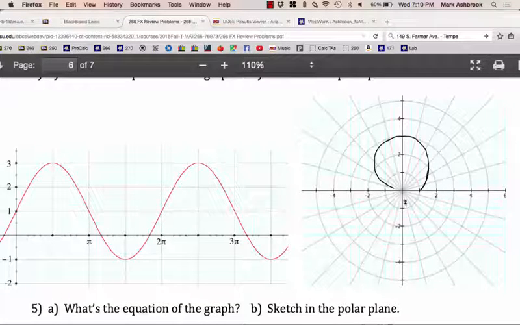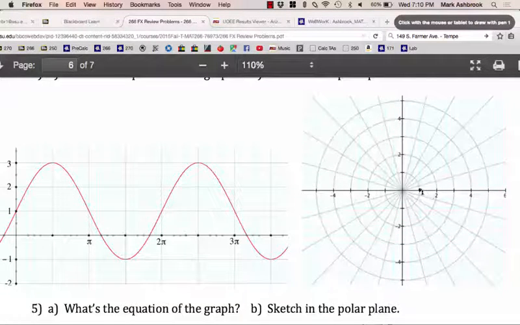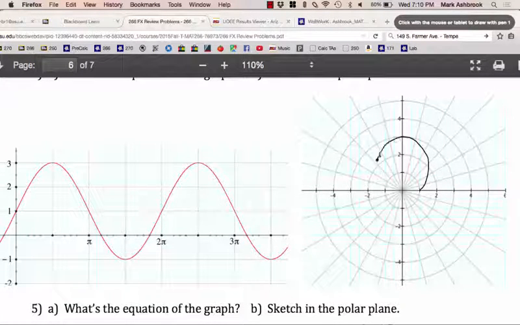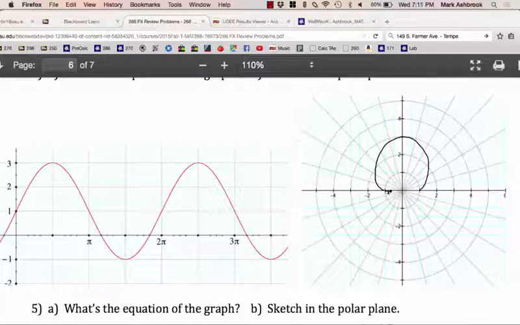Goes to 1, darn it. 7 pi over 6, right? And so then at this angle right here, you said it was 7 pi over 6. Yep, it's where it hits the pole, and then it makes a loop to -1. Something like that.